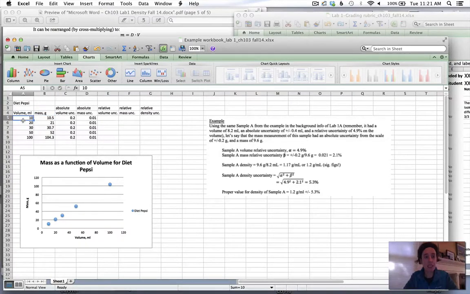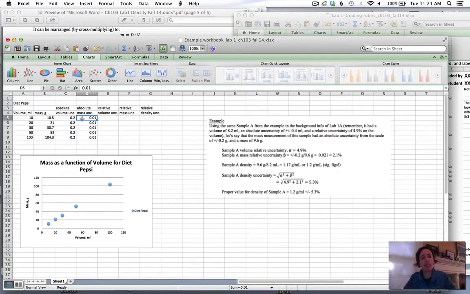So you've got this list of volumes, you've got this list of masses, and in the last video, I talked about how to show significant figures in Excel, so these aren't exactly showing the correct significant figures probably. I've also got listed here the absolute volume uncertainties and absolute mass uncertainties.